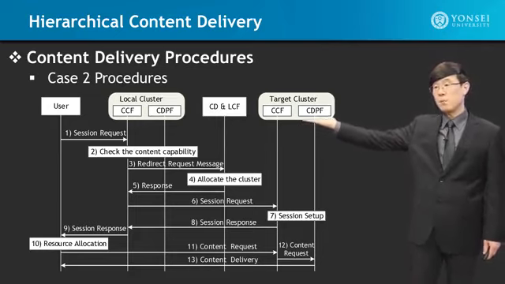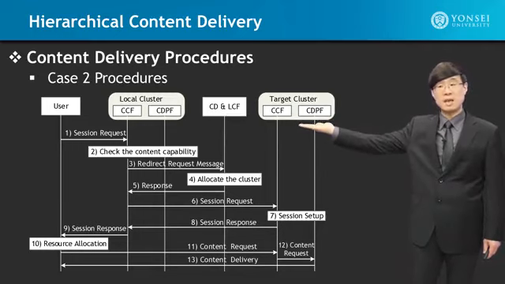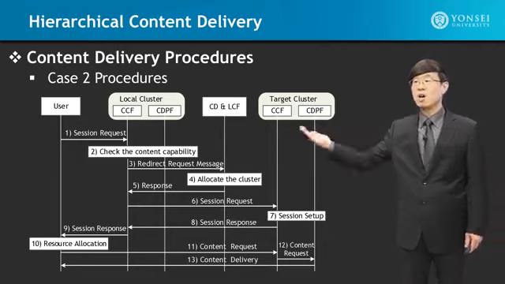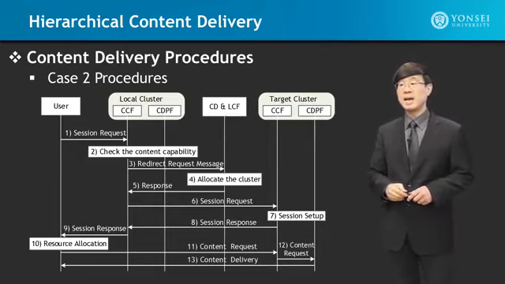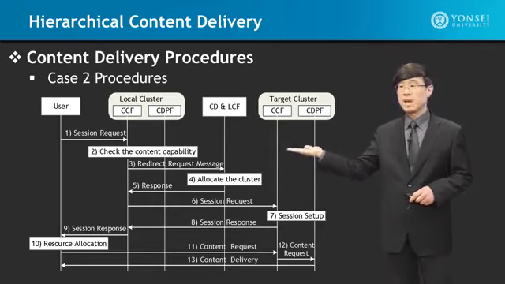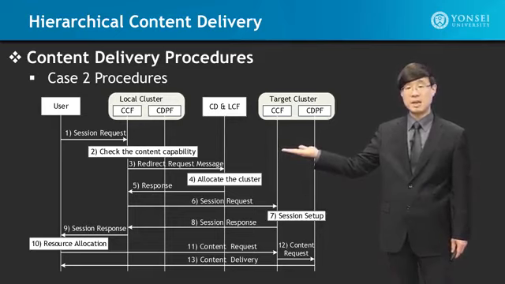So here we go. In step 1, the user makes a session request to its local CCF. Here, it checks the content capability inside the local cluster. The CCF is going to check among its multiple CDPFs. Then it finds that it does not have it. Then a redirect request message is sent to the CDN LCF.